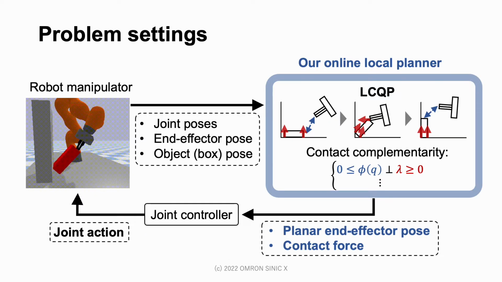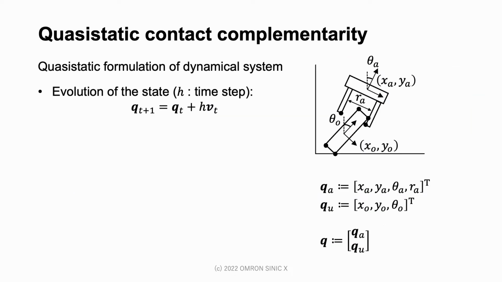This is a brief diagram of our problem settings. We consider an online local planner that determines the end effector force and contact forces based on the current state of the robot and object. We utilize LCQP to take the contact complementarity into account in the planner.